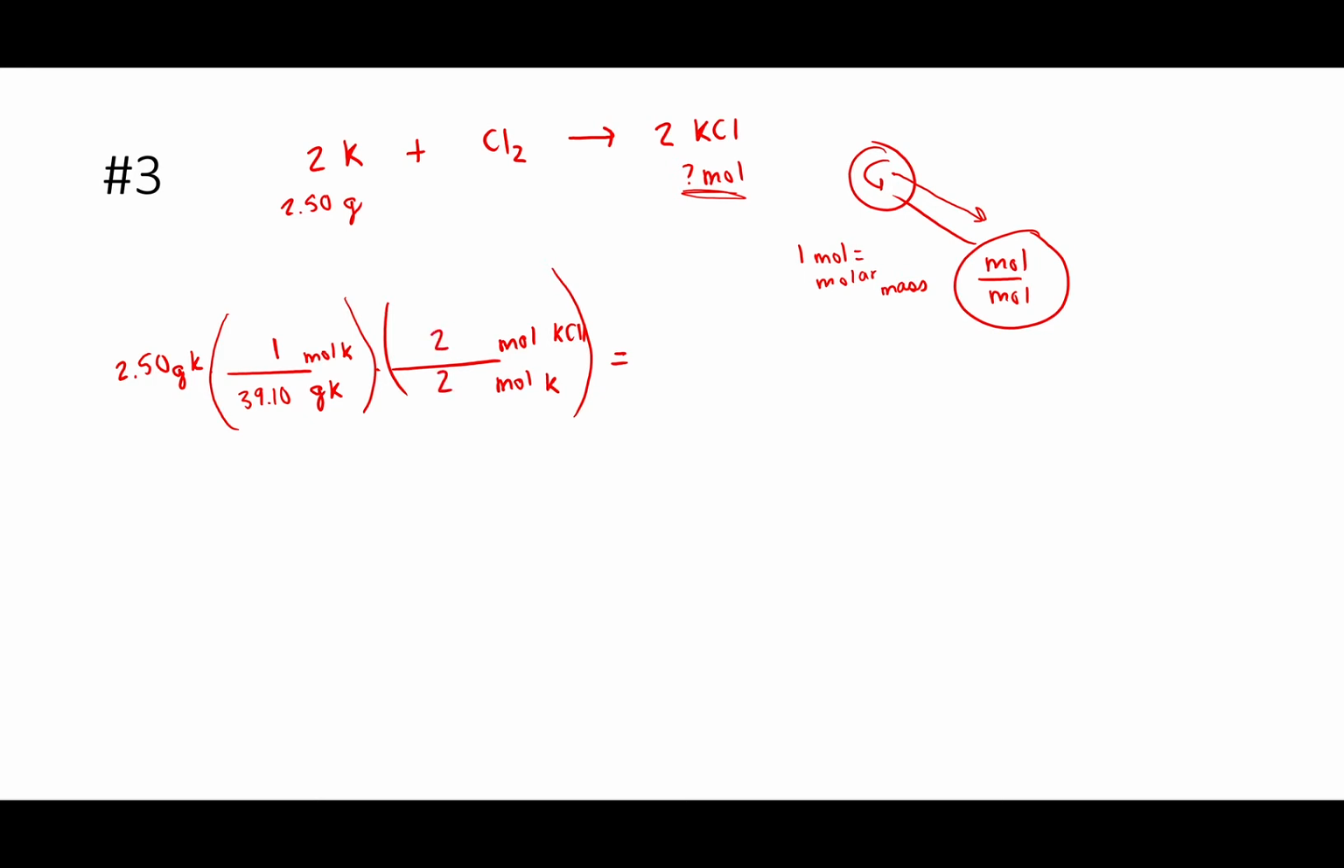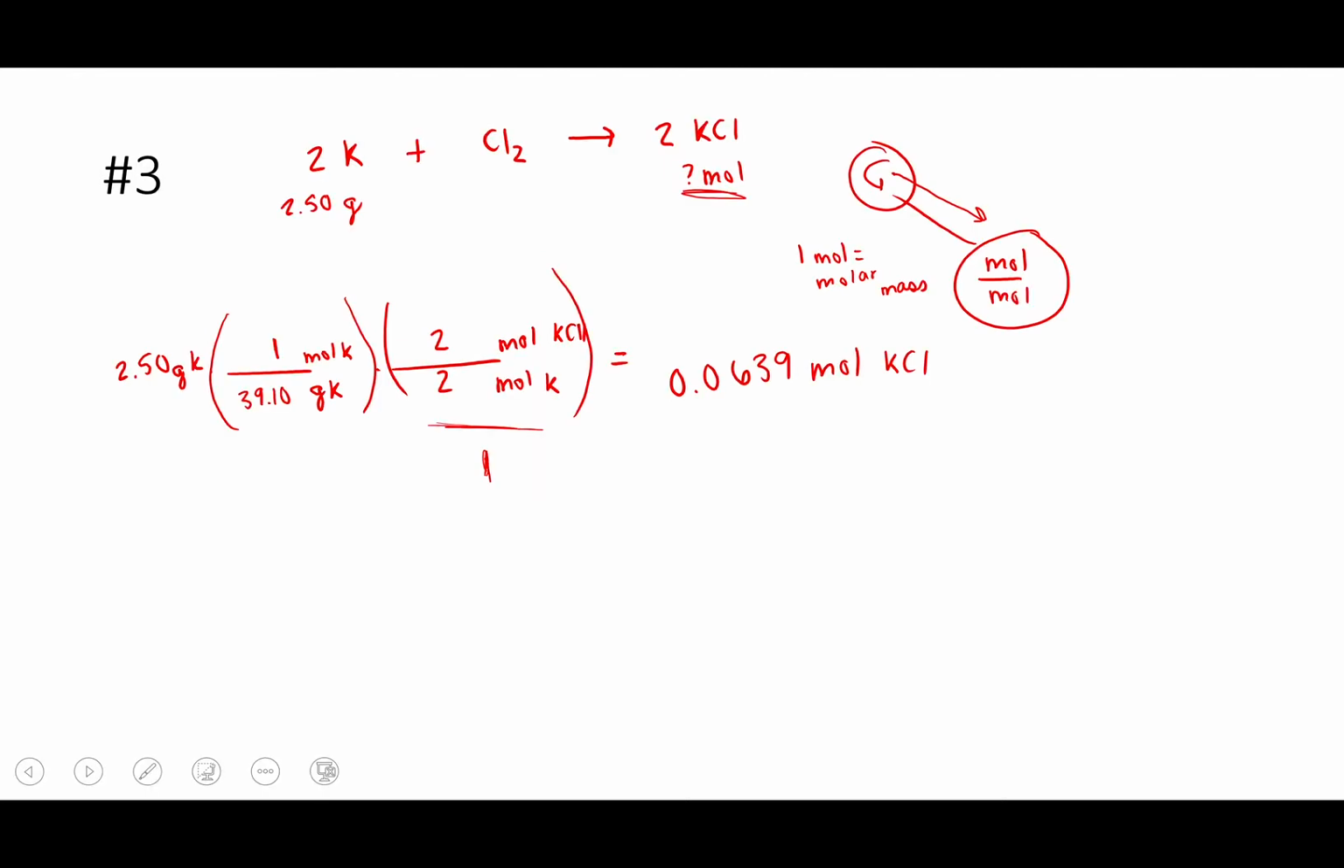When you type this into your calculator, you can even recognize that 2/2 is the same thing as 1. And you don't necessarily have to multiply by it, but if you don't recognize it and you just like to type everything in your calculator, you will still get the same answer. And my answer with the correct number of sig figs and units, 0.0639 moles of potassium chloride.